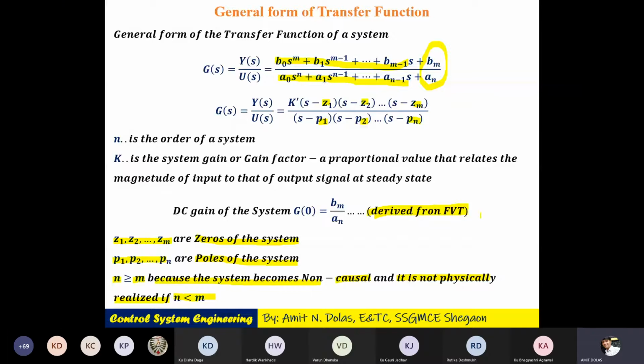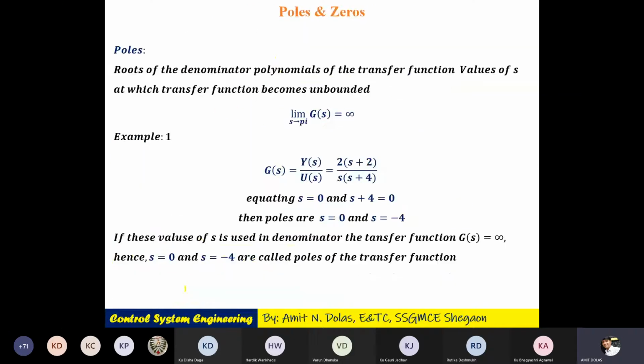Okay, like I have one example: 1 upon s plus 1 divided by s square plus 2s plus 1. So this system is realizable. But if I have s square plus 2s plus 1 in the numerator, divided by s plus 1, that will be a non-causal system and it will not be physically realizable. That would be learned in further PPTs again.